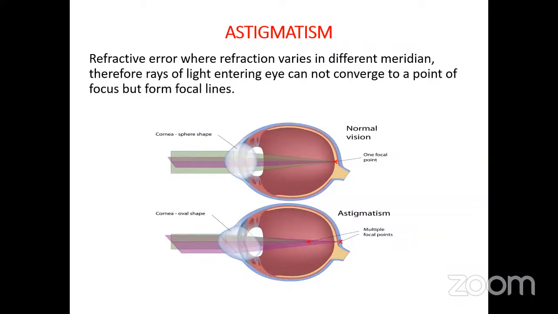So, good morning, everybody. In the previous lecture, we saw myopia and hypermetropia, which are spherical errors. Spherical error means the power in all the meridians is equal, and it is due to an even surface. But astigmatism is a refractive error where refraction varies in different meridians. It means there is different power in at least two meridians. Therefore, the rays of light that enter the eye cannot converge to a point, but form two focal lines.